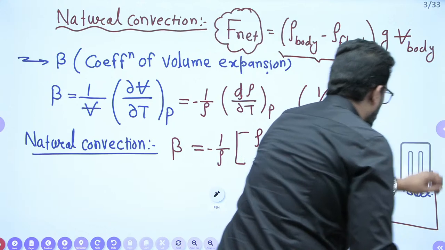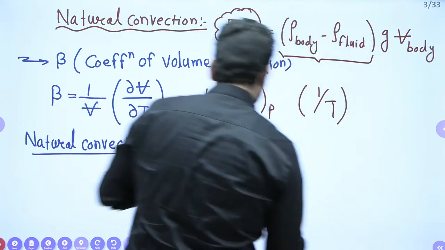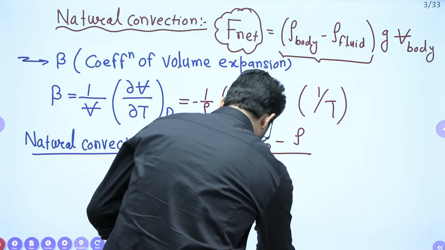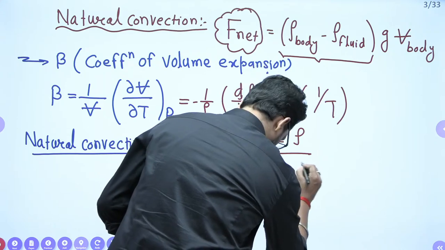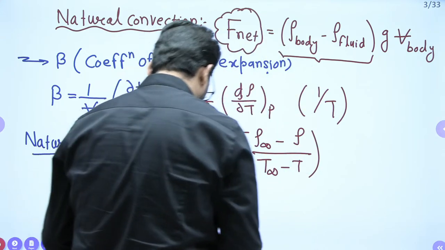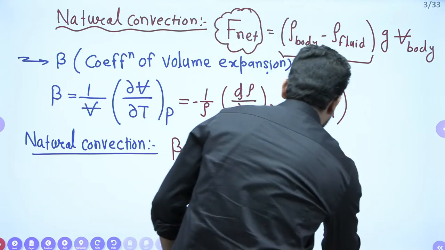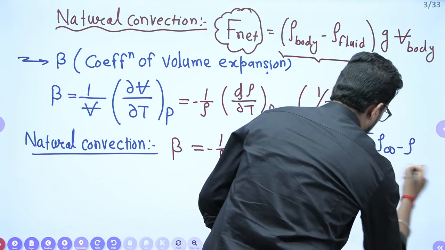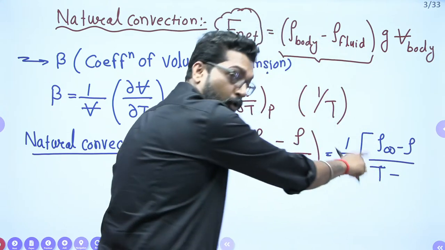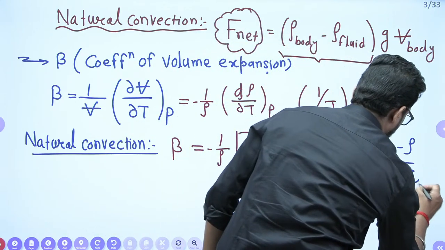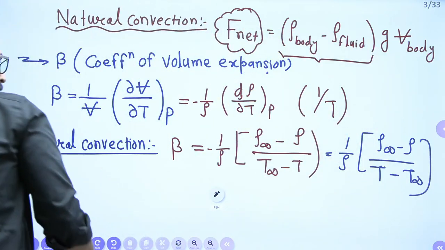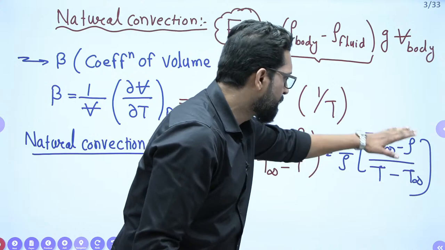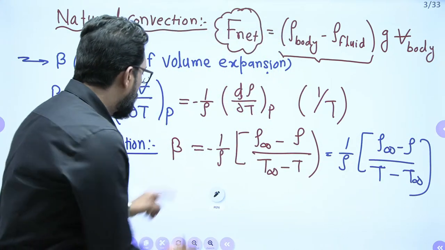So if we talk about the difference of density, rho infinite minus rho of the plate divided by T infinite minus T. Okay, beta? So this is your beta, and if you change this one, 1 by rho times rho infinite minus rho divided by T at any location of x minus T infinite. This is not non-dimensional, that means this is the ratio of density difference divided by temperature difference. So we can also calculate the beta.